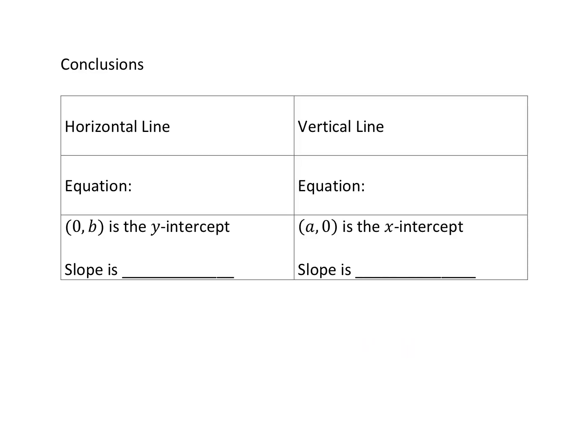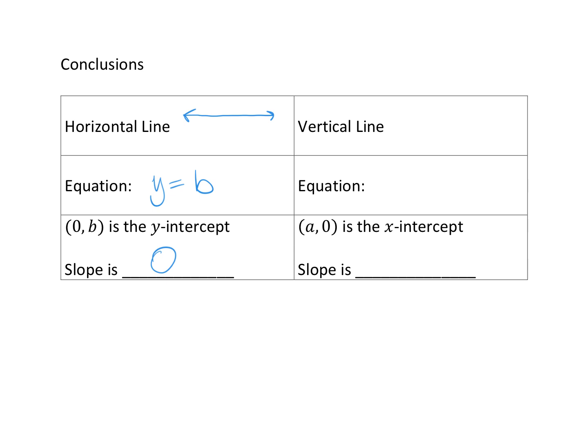So to summarize, a horizontal line, right, would look like this. And its equation is y equals something, okay? Y equals a number. And then its y-intercept is that same number. 0 comma b is the same number. And we saw earlier that the slope of a horizontal line is 0.